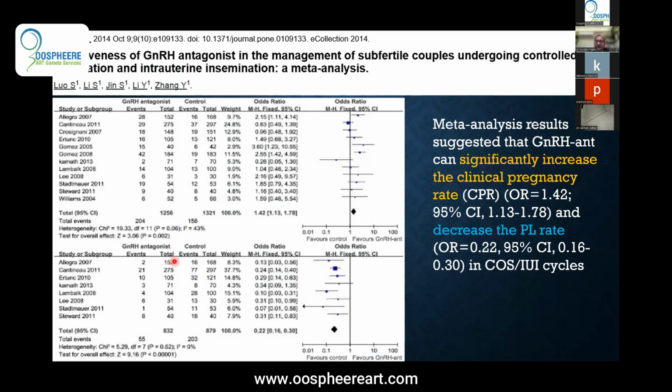And this meta-analysis in 2014 says that if you use antagonists in IUI cycles, it significantly increases the clinical pregnancy rate and decreases the pregnancy loss rate also in IUI cycles.